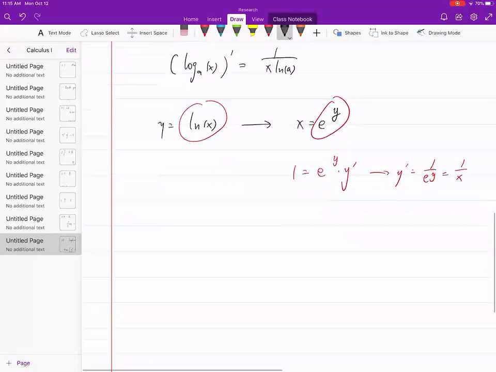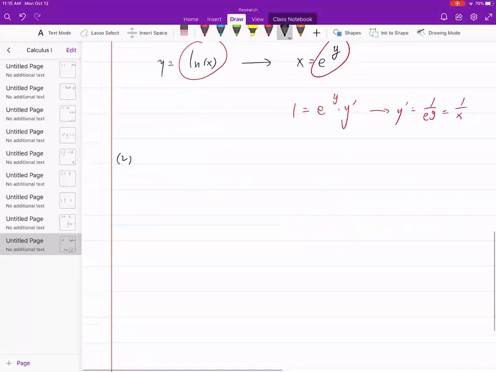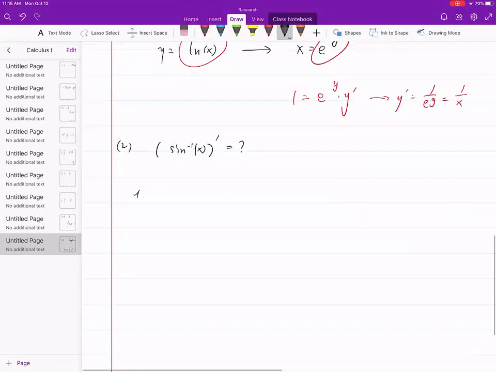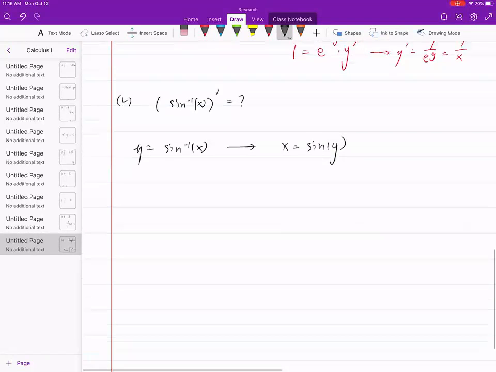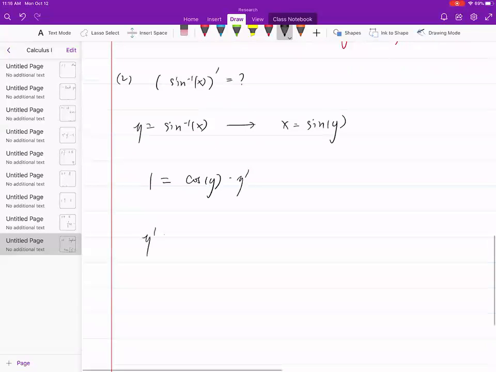Okay. Now, similarly, we can do this for all the trigonometry functions. What's the derivative of sine inverse? Well, that's just y prime for y equals this. But wait a second, this is the same as x equals sine y. I don't know sine inverse. I do know sine y. That is going to be 1 equals cosine y times y prime. This implies y prime equals 1 over cosine y.